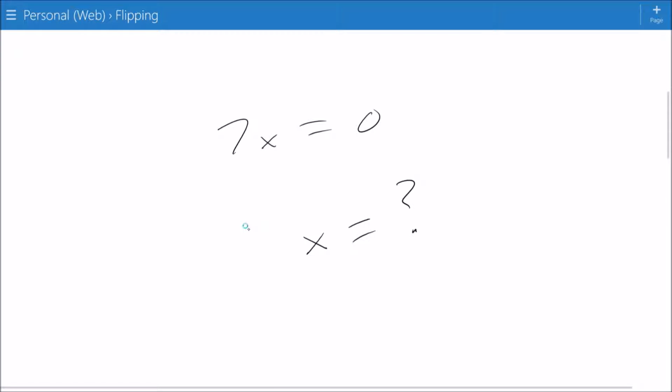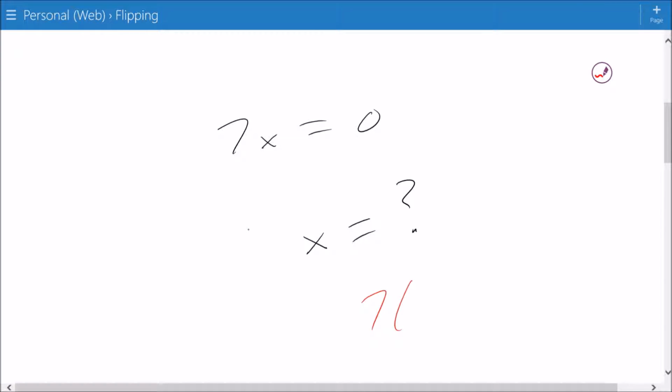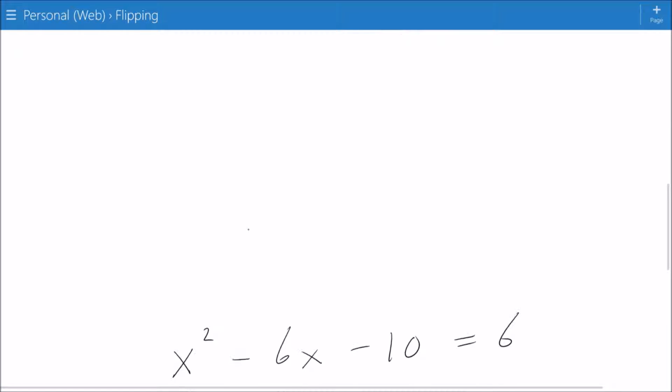It's got to be 0, right? If you have 7 times 0, that will be 0. That's the only way you can get that solution. That same concept is behind how to solve for x when you are factoring a quadratic equation.